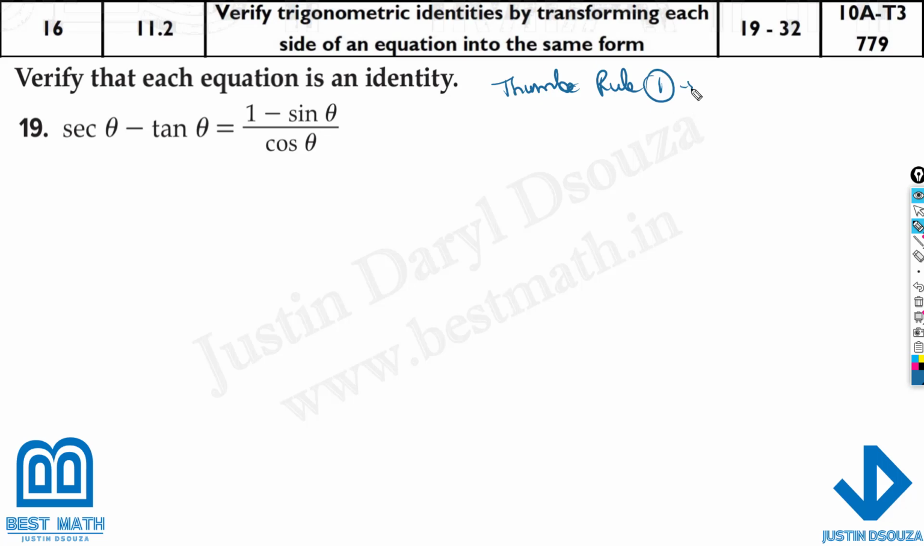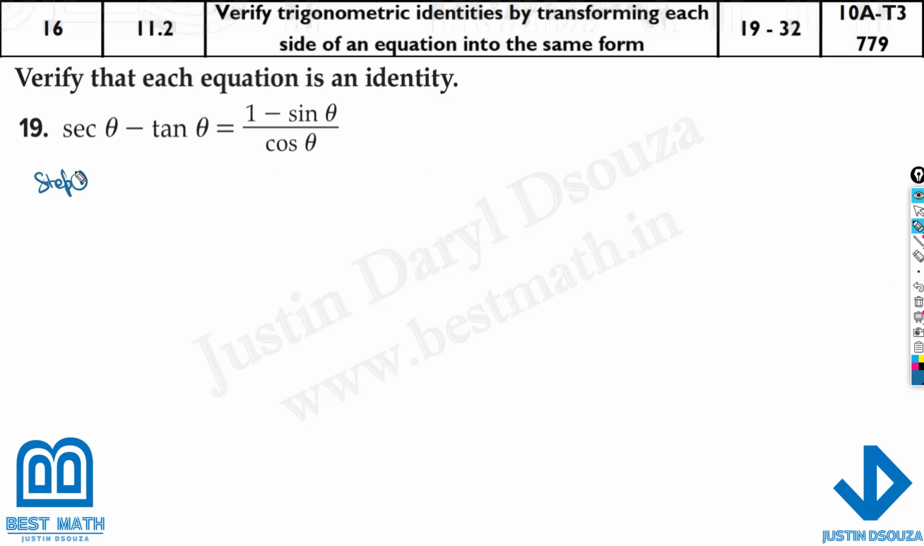Thumb rule 1: get all these terms into sine theta and cosine theta. What does this mean? Whenever you see sine, leave that. Don't go to simplify that. Cosine, don't go to simplify that. Where you can see anything other than these, try to get them in terms of sine and cosine. Let me show you. Step 1 here.